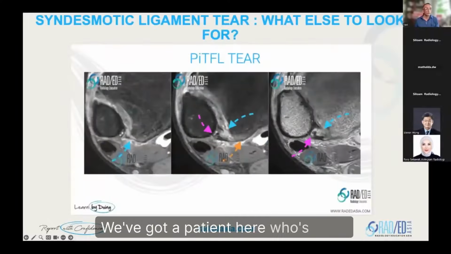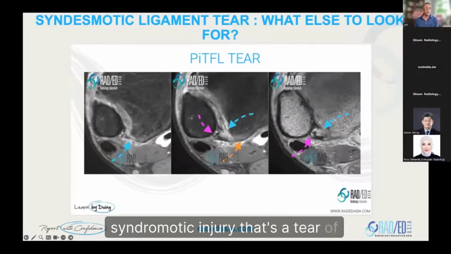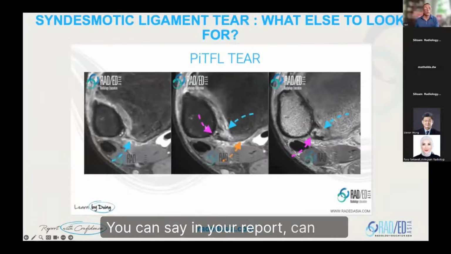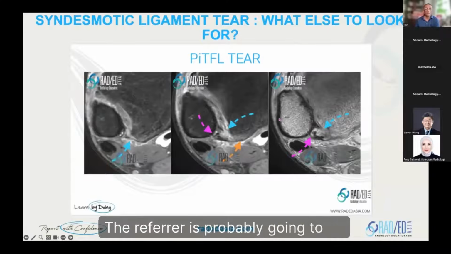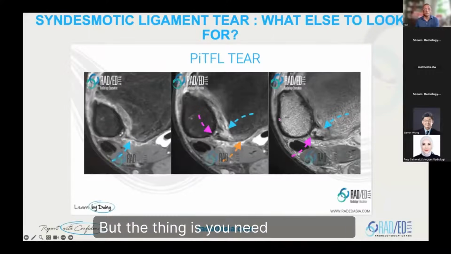We've got a patient here who's got a syndesmotic injury. There's a tear of the PITFL. What more do you need to look at? You can say in your report it's a torn PITFL, and the referrer is probably going to be happy with it. But the thing is, you need to do more.